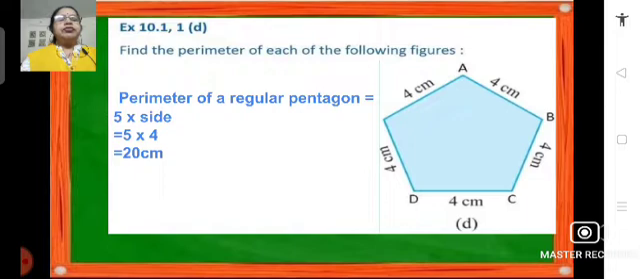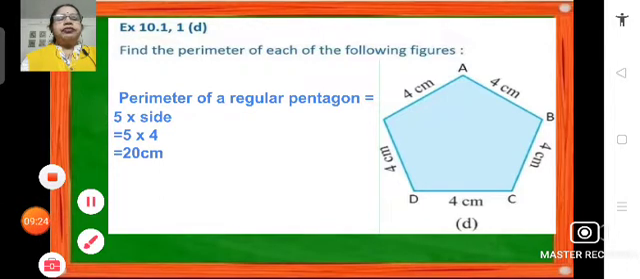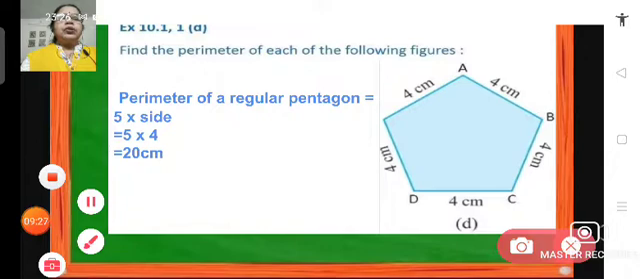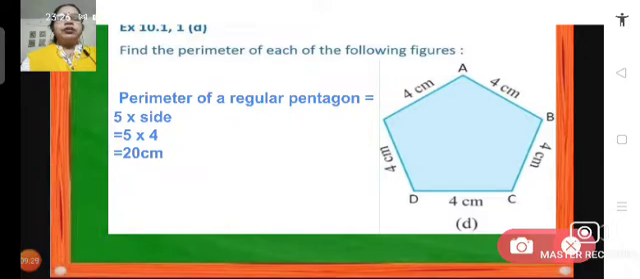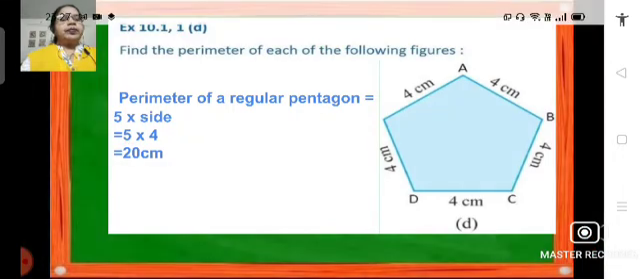Now find the perimeter of this regular pentagon. Regular pentagon means all the sides are equal, and we can see from the figure that all the sides are equal to 4 centimeters. So how can we find out the perimeter? It will be 5 into side. And what is the length of each side? It is 4 centimeters. So we multiply 5 by 4. So what is the result? It is 20 centimeters. So the perimeter of this regular pentagon is equal to 20 centimeters.